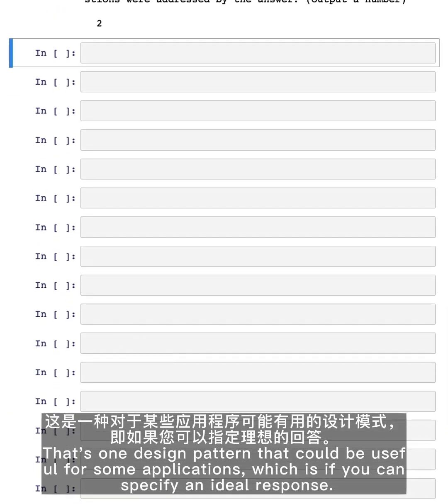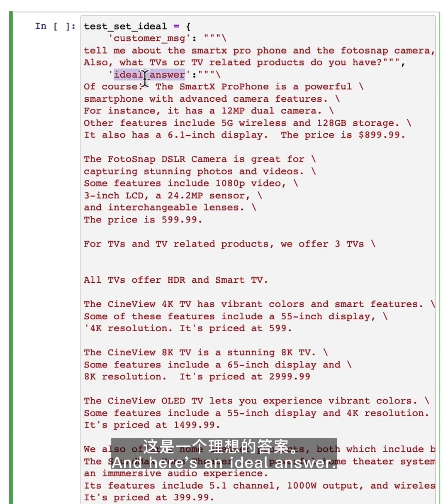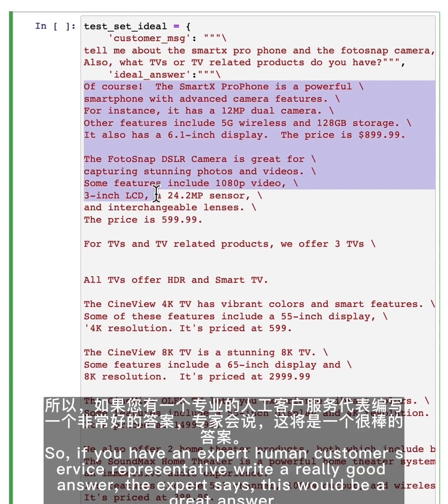There's one other design pattern that could be useful for some applications, which is if you can specify an ideal response. So here I'm going to specify a test example where the customer message is tell me about the SmileX Pro phone and so on. And here's an ideal answer. So this is if you have an expert human customer service representative write a really good answer. The expert says this would be a great answer.